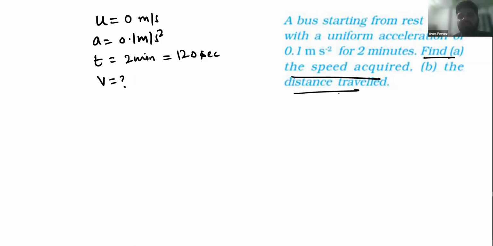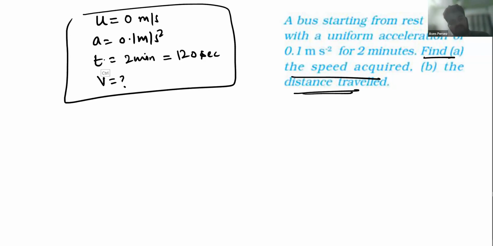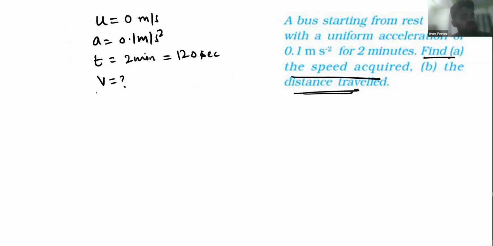Now we know distance travelled is being asked, but for this portion, S is neither given nor being asked. In which equation don't we have S? In the first. Yes, S is being asked in the question, but for this instance, this is the second part of the question.